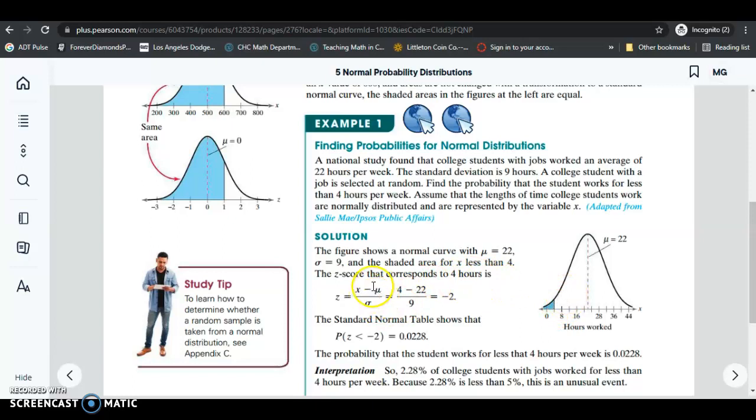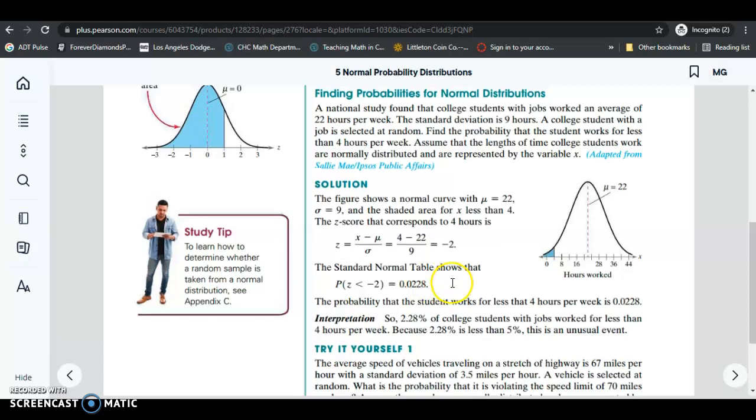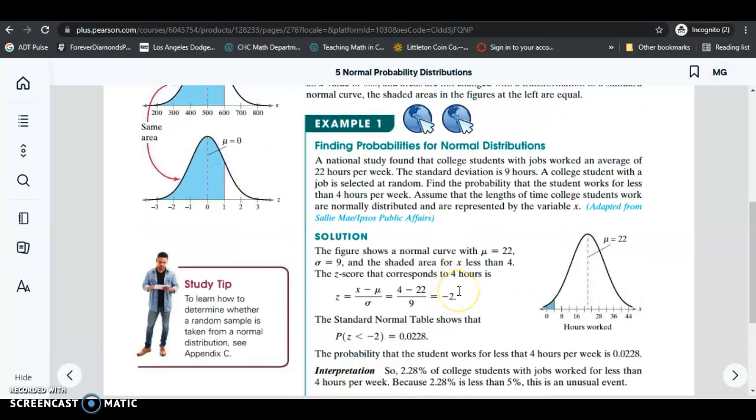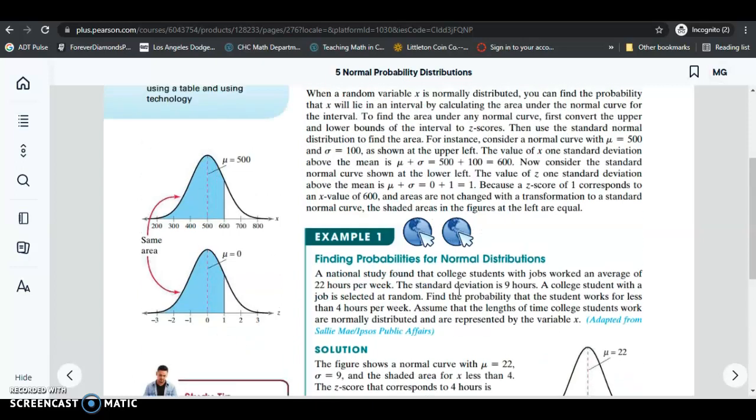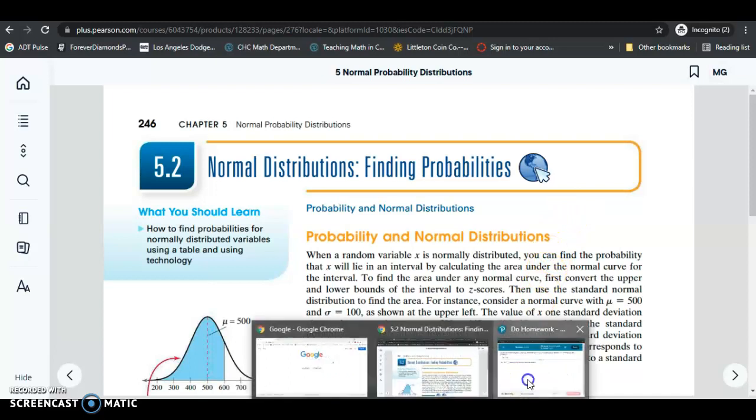So what they do then is they take that number 4 and plug it into the z-score formula and convert the number 4 into a z-score, and then they use what's called the standard normal table to answer the question. Obviously we're not going to do all that. We're going to continue to use the normal distribution calculator and StatCrunch to answer the questions in section 5.2. Let's go and do the first example from the homework.